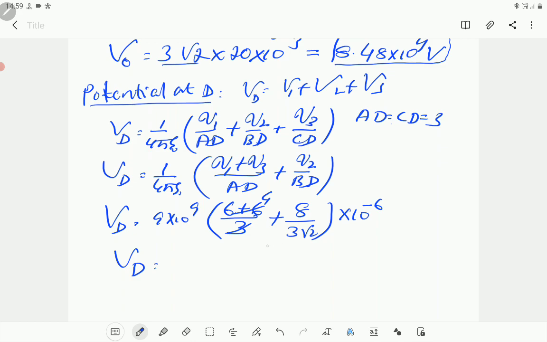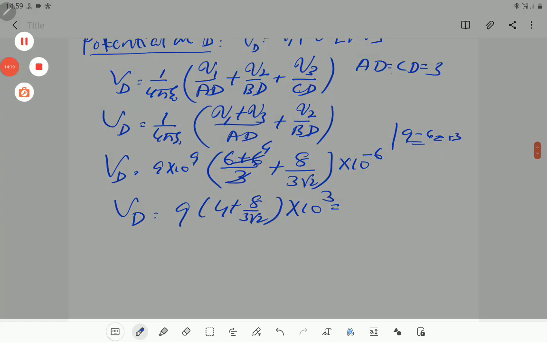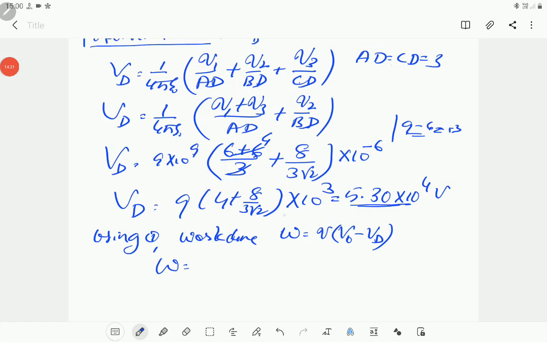3 4s are 12, and you can simplify. You try it: 9 times 4 plus 8 by 3 root 2. Do it with your calculator. 10 power 9 minus 6, that is plus 3. Right? Okay, if you do the simplification, the value of this product is 5.30 into 10 power 4.